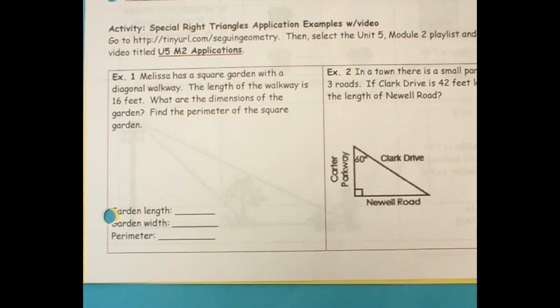All right, so for the Unit 5 Module 2 applications questions, I have 2 on the bottom. Reading example 1: Melissa has a square garden with a diagonal walkway. The length of the walkway is 16 feet. What are the dimensions of the garden? Find the perimeter of the square garden.